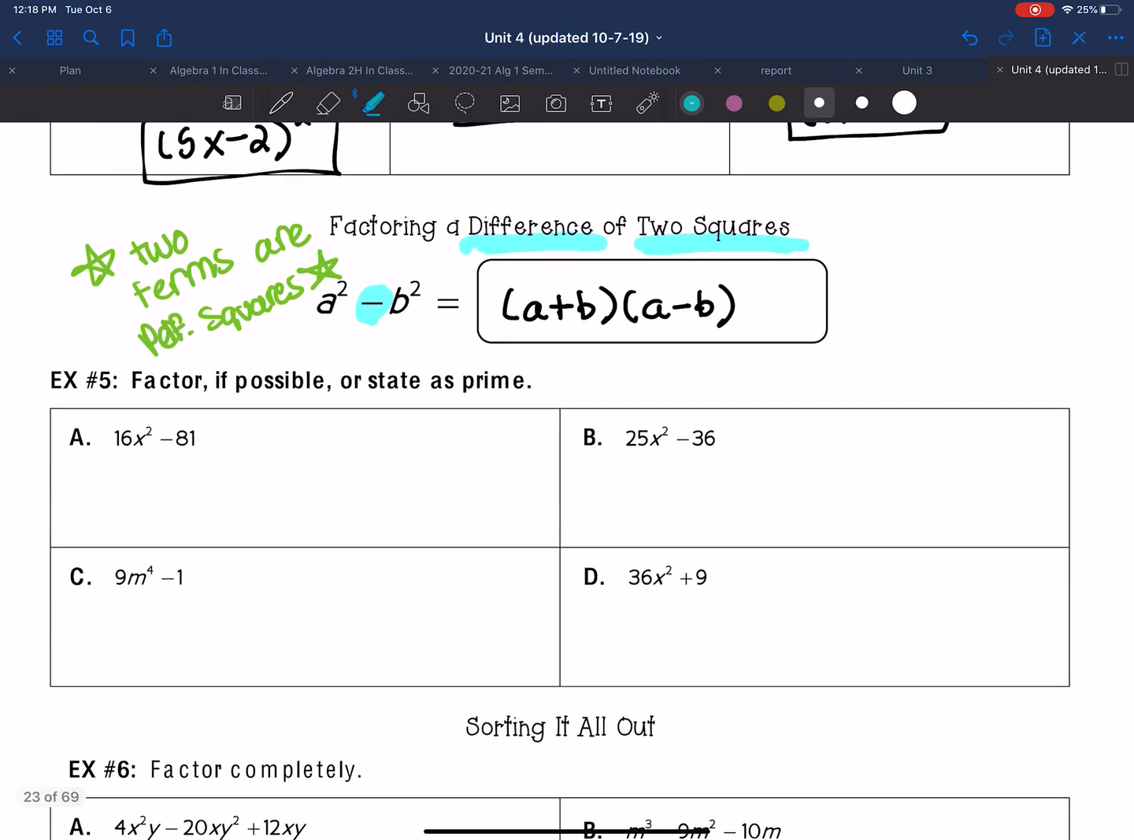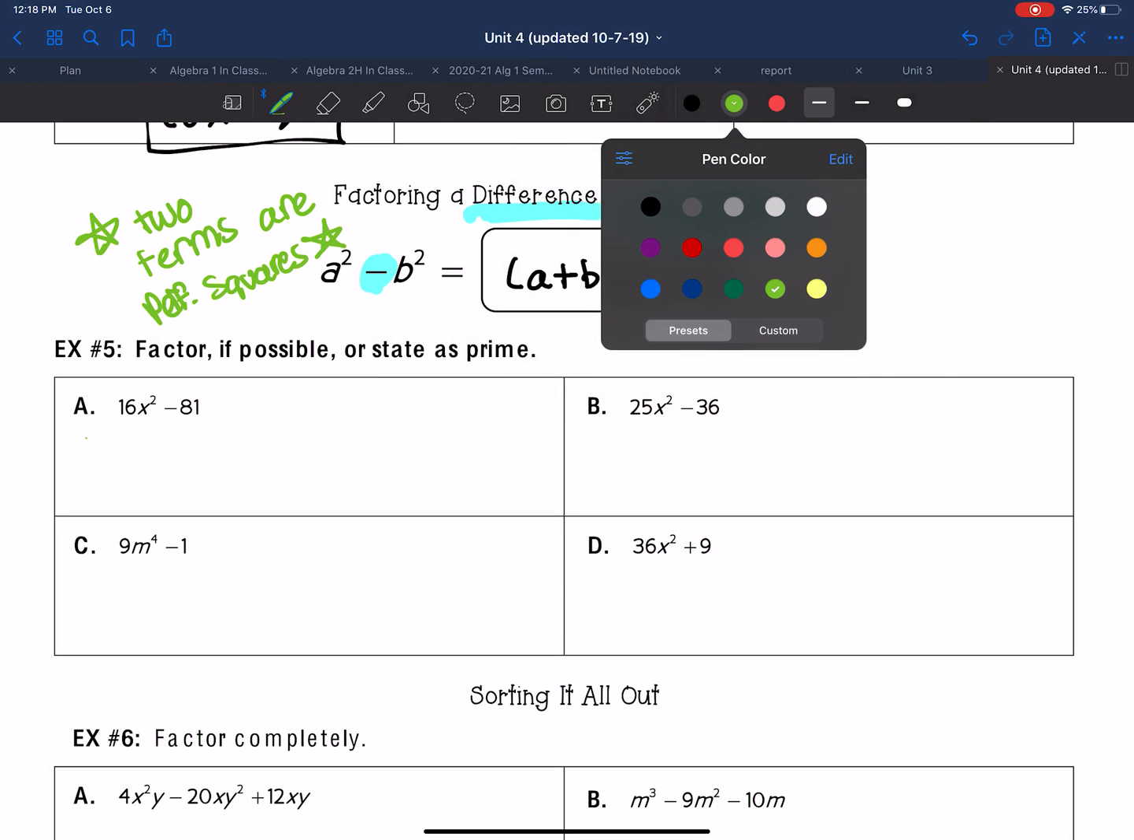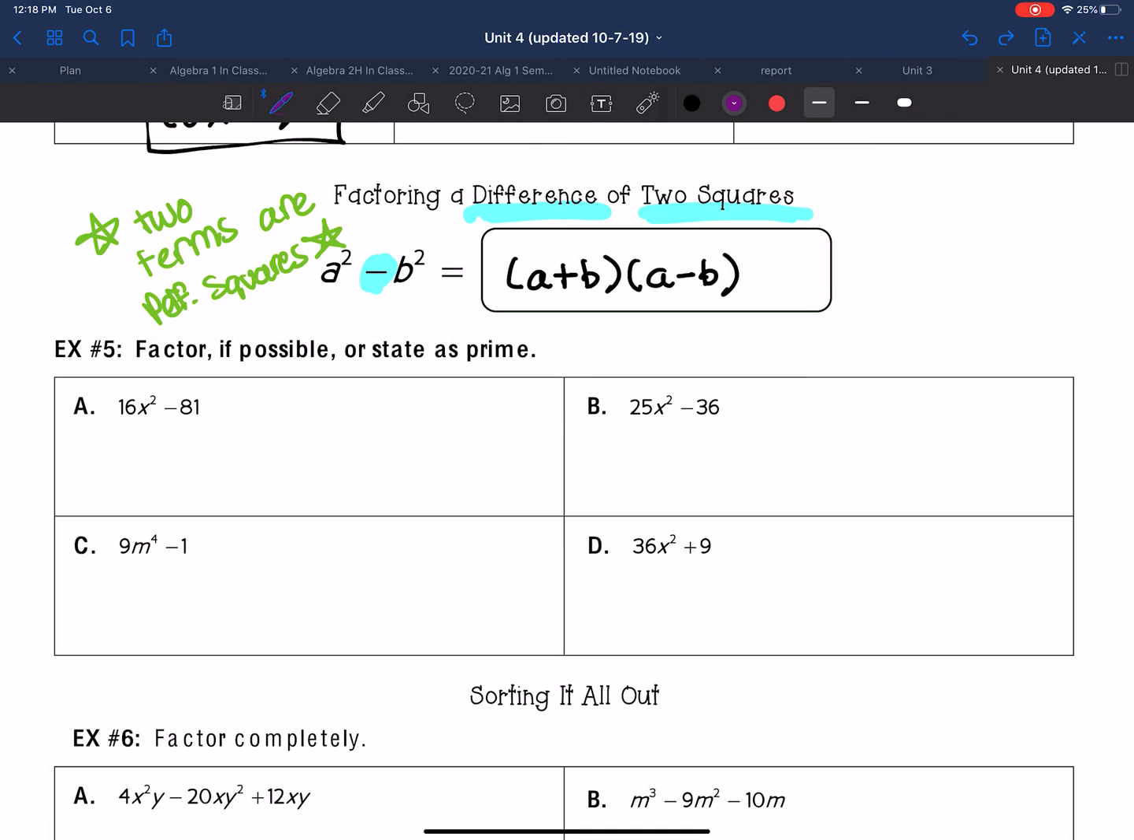Okay, so number 5, we have 16x squared minus 81. I can see if these are perfect squares because if I take the square root of them, they better be clean. But I know that the square root of 16x squared, I'm going to write this as A equals. So if I take the square root of that A squared term, I know that A equals 4x because the square root of 16x squared is just 4x. And then if I take the square root of 81, I know that B is going to be equal to 9, okay? Because the square root of 81 is 9.